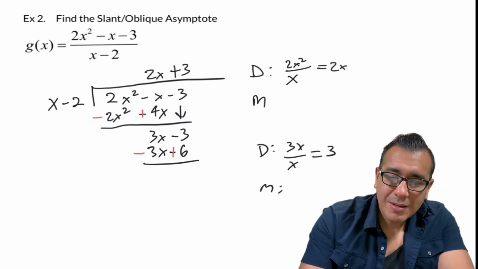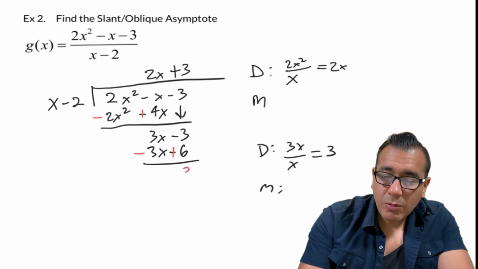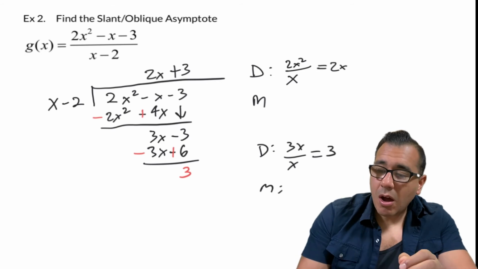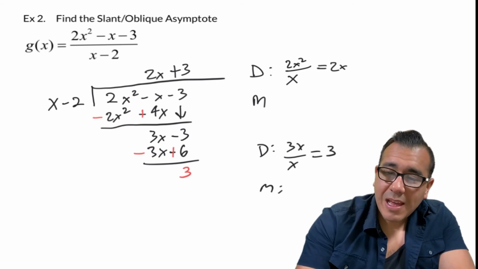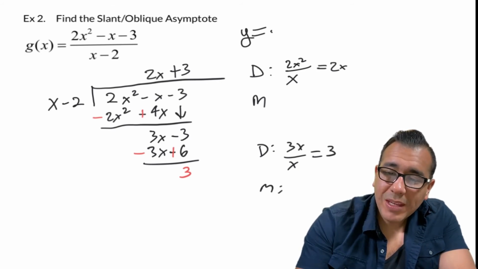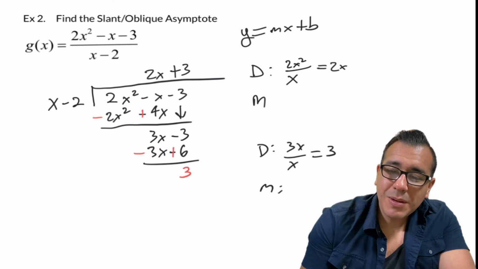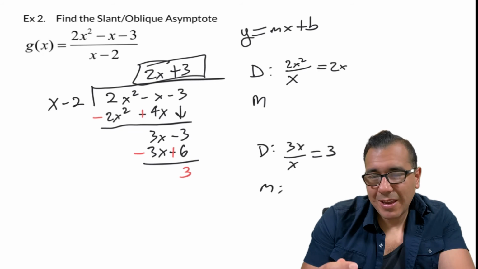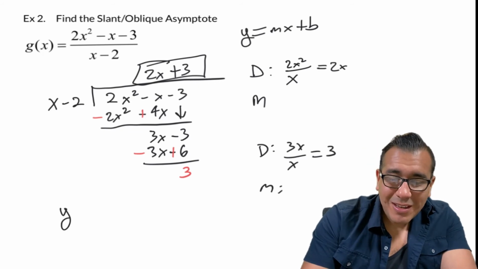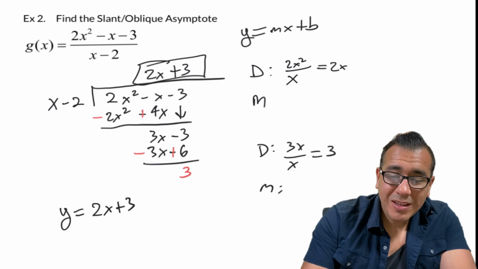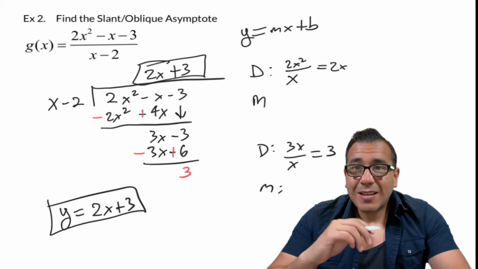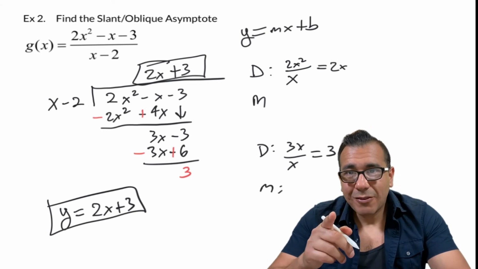So I got minus, plus, so we're left with the remainder of 3. But again, we don't care what that remainder is. All we want is the equation of the line, right? We want y equals mx plus b. So this is our equation. Well, it's not an equation yet, but that's gonna give us our equation of y equals 2x plus 3. So this is the equation of the slant asymptote. Is that making sense, friends?